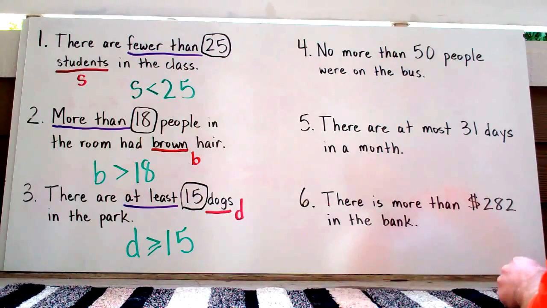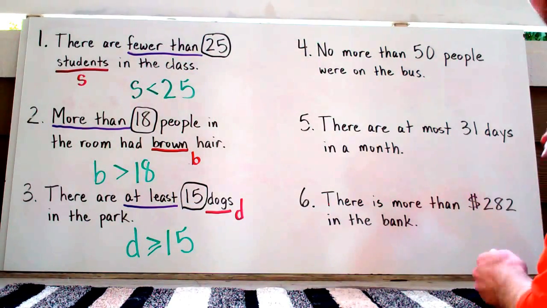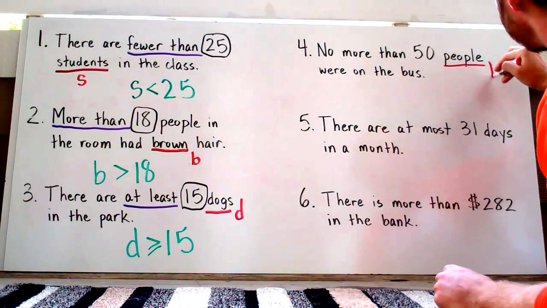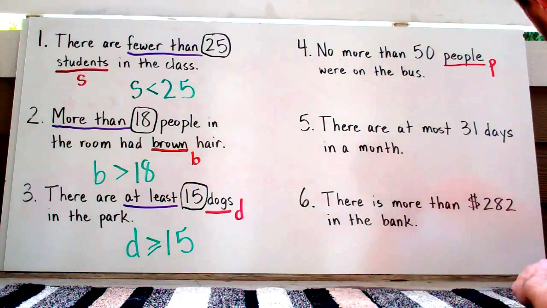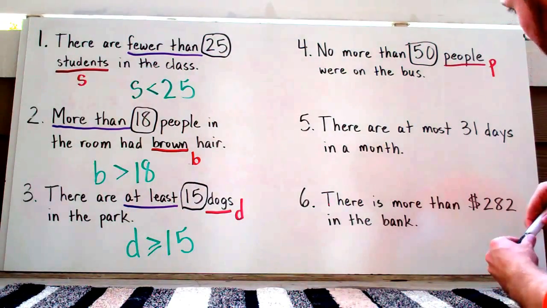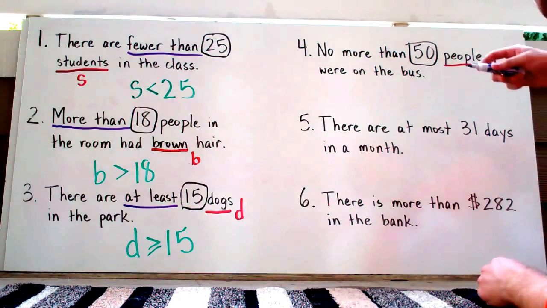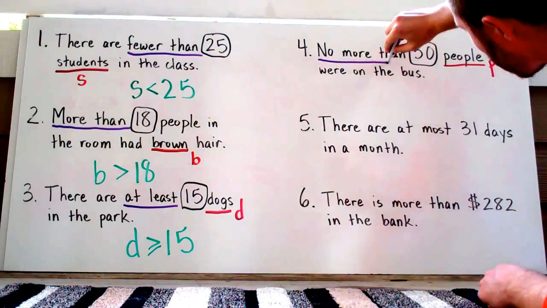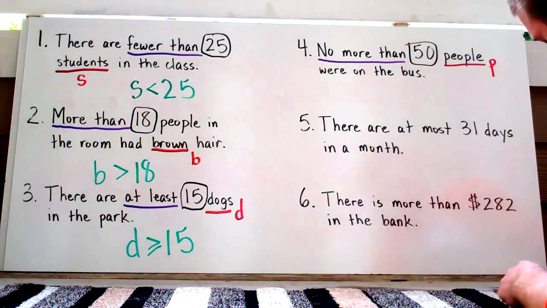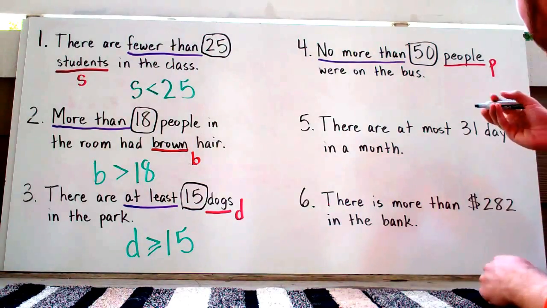Alright, so let's look. First, let's see the variable. No more than 50 people were on the bus. I will use people this time for my variable, so I'm going to underline people. And that's going to be the letter P I'm using. Here's my number I have to use, 50. And there are no more than 50 people on the bus. Well I know P is my variable.